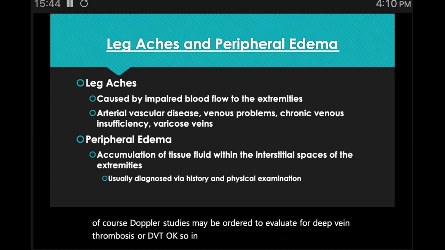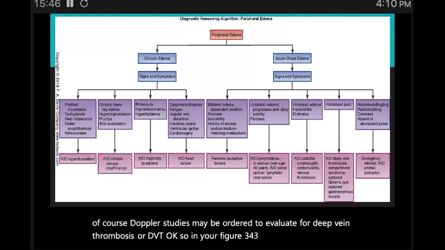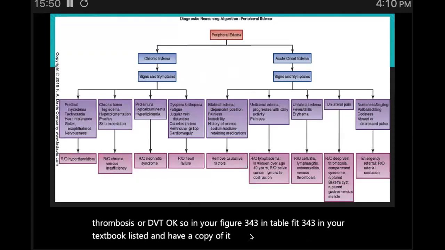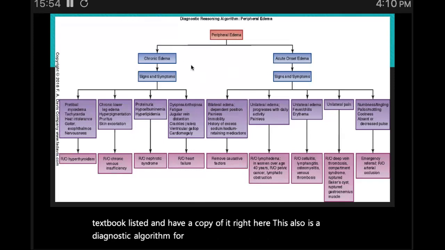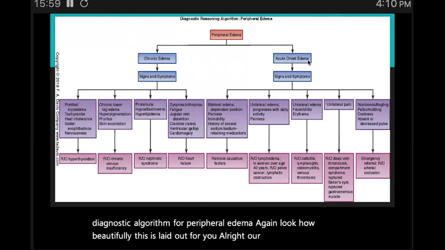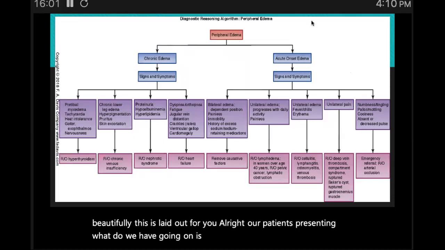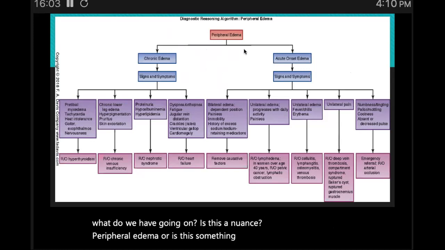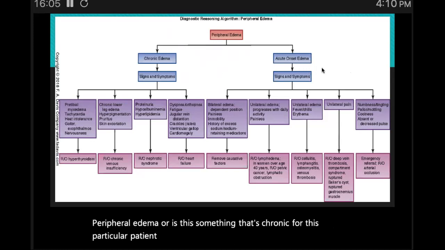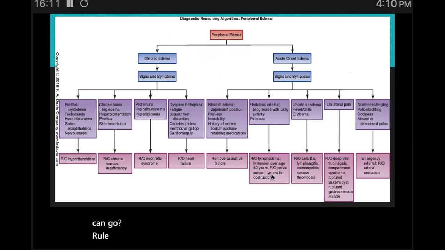Okay, so in figure 34.3 and table 34.3 in your textbook, and I have a copy of it right here, this also is a diagnostic algorithm for peripheral edema. Again, look how beautifully this is laid out for you. All right, our patient's presenting. What do we have going on? Is this a new onset peripheral edema, or is this something that's chronic for this particular patient? And based on that, you take it from there, and you can rule out step by step based on your patient's presentation.